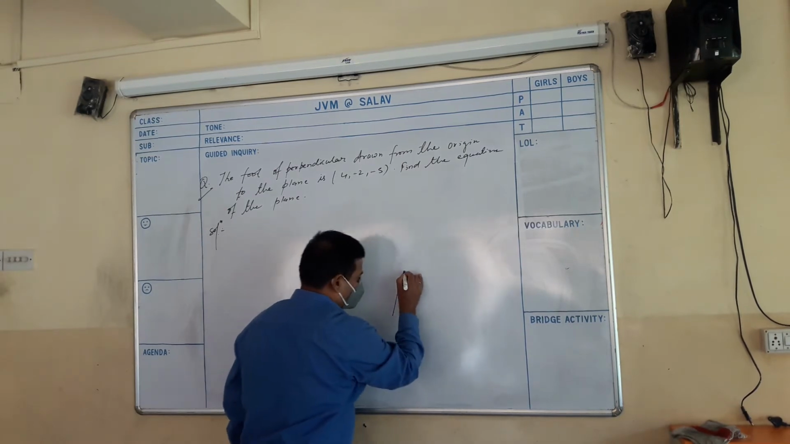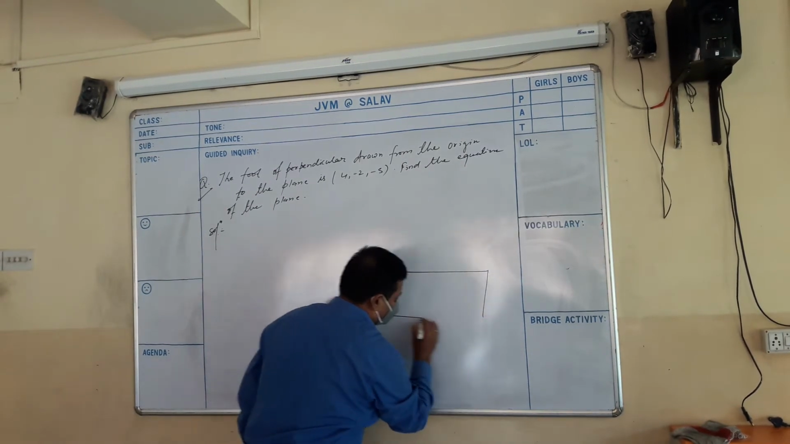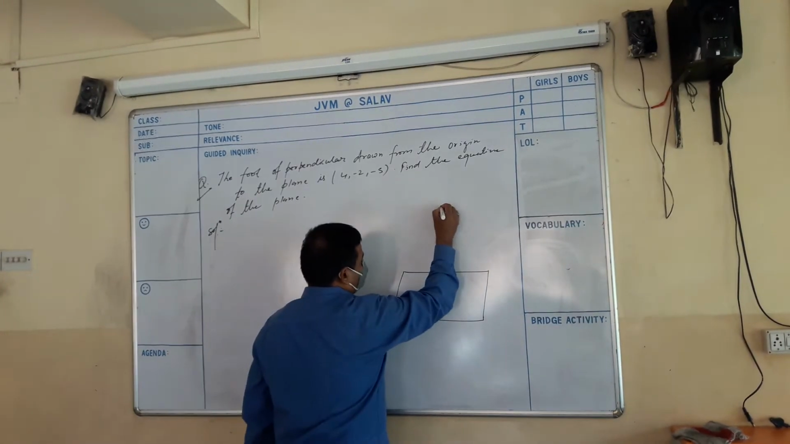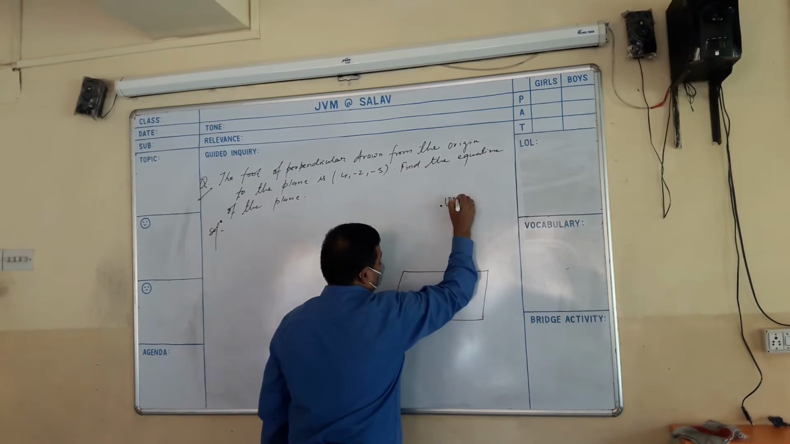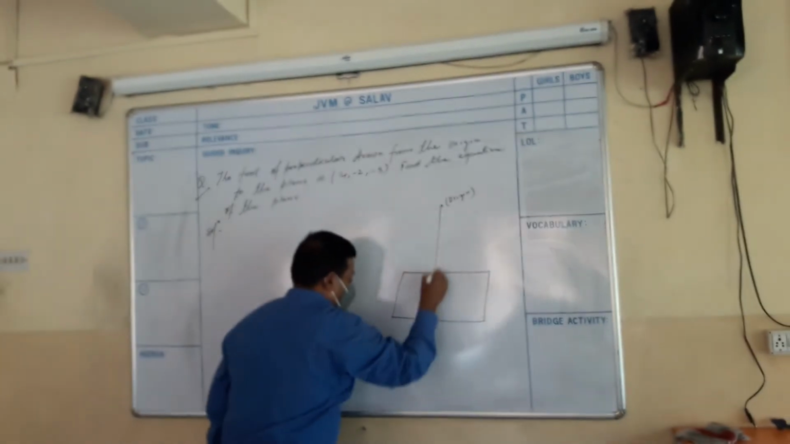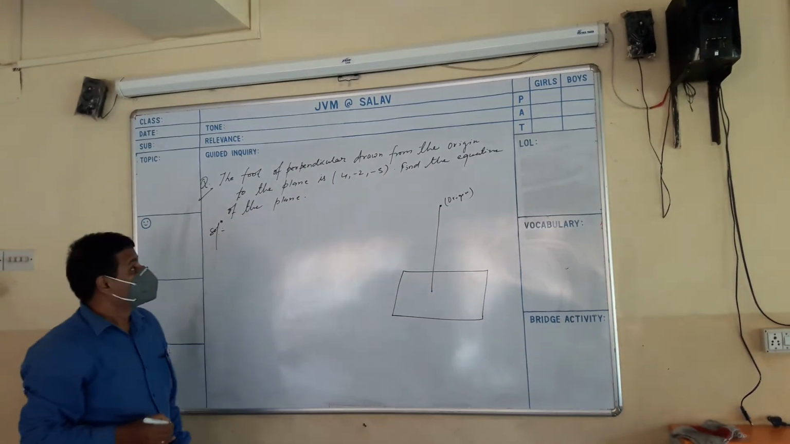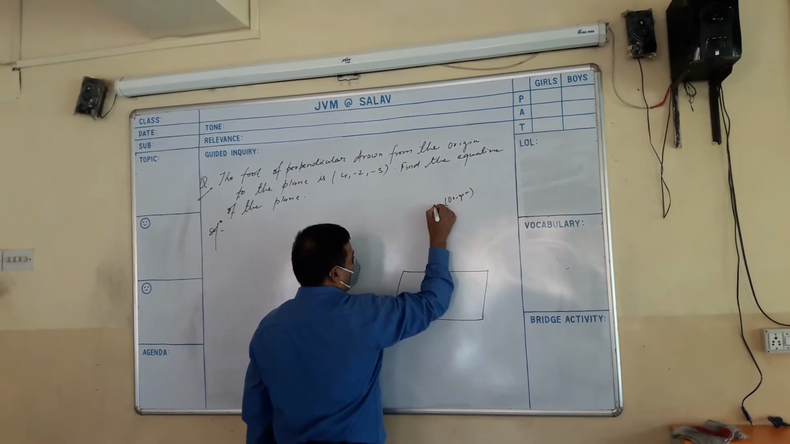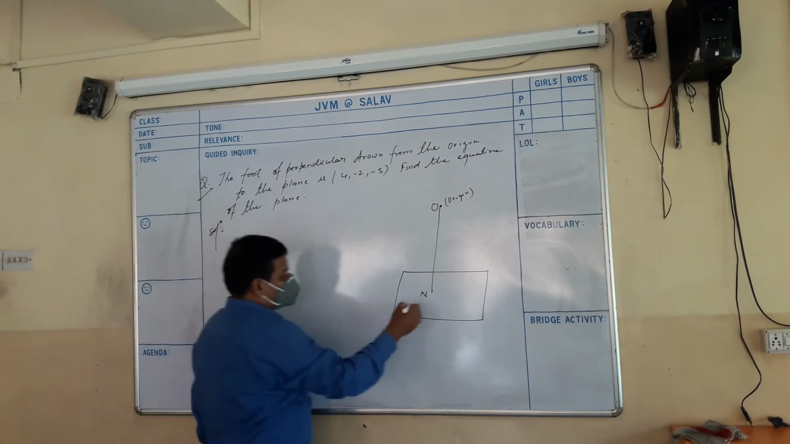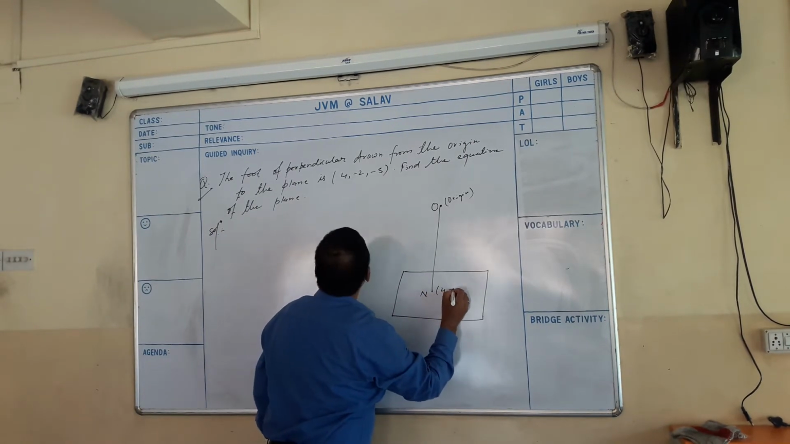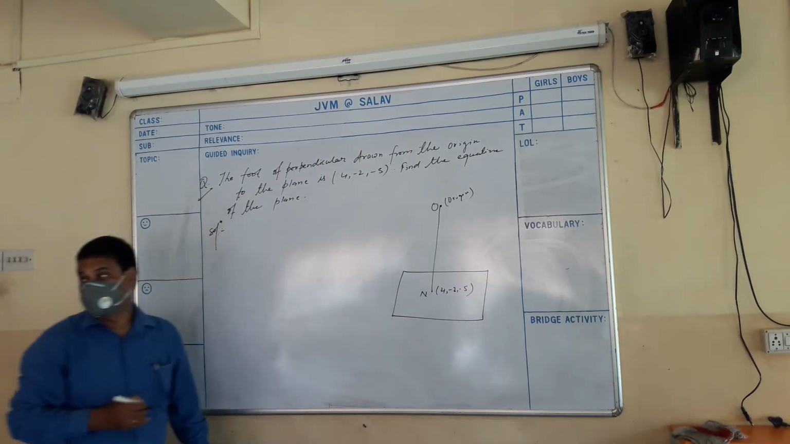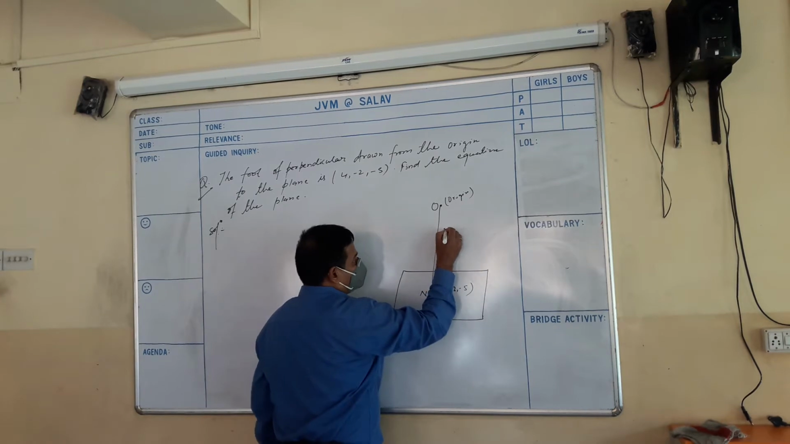Suppose this is the plane, and the origin is here. From the origin to the plane, suppose here is the origin O and here is the point N, and the point is (4, -2, -5). What is the normal vector N?